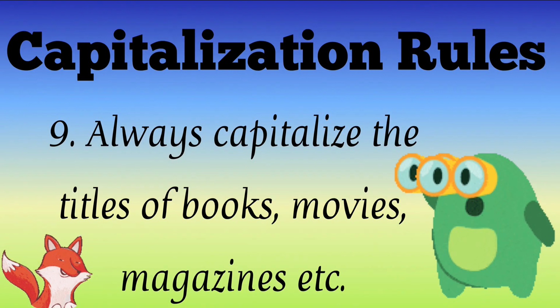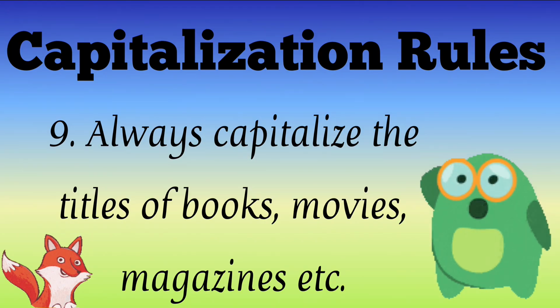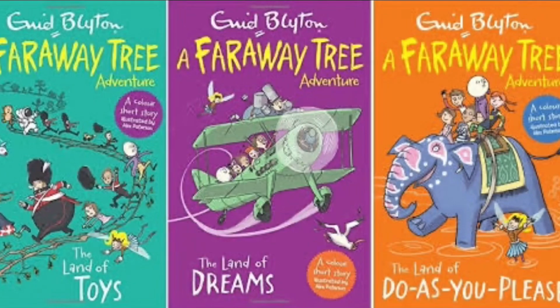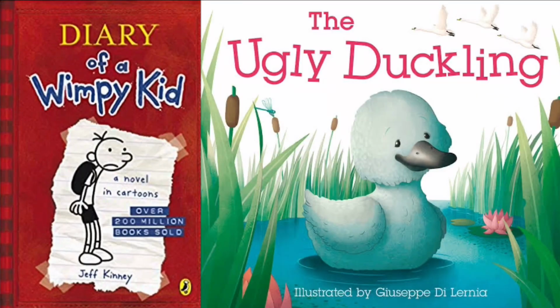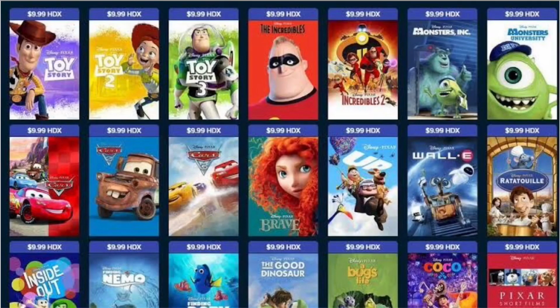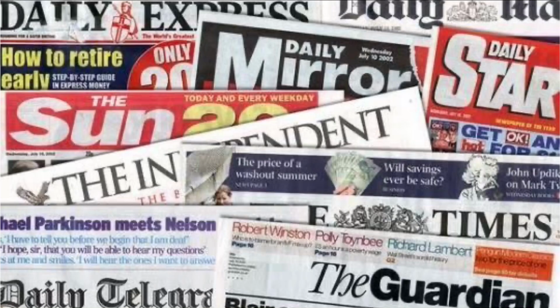Our ninth capitalization rule is to always capitalize the titles of books, movies, magazines, etc. The capitalization of words in titles can sometimes depend on the particular style of a writer, institution, or publication. There are some general rules to keep in mind. A general rule is to capitalize all major words in a title. So, our ninth capitalization rule is to always capitalize titles of books, movies, magazines, newspaper, etc.